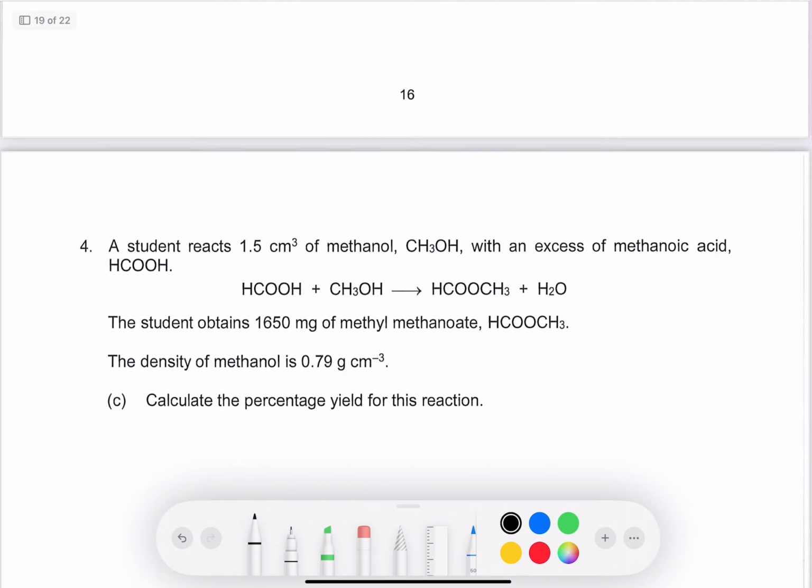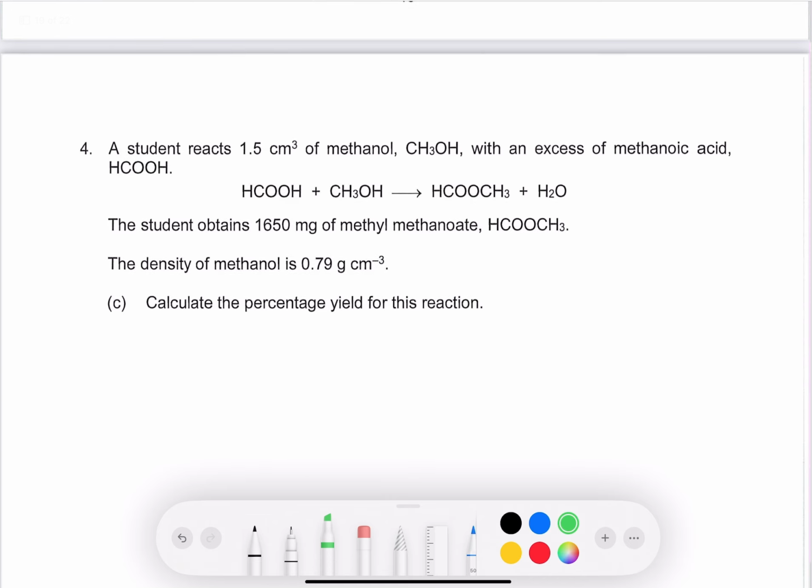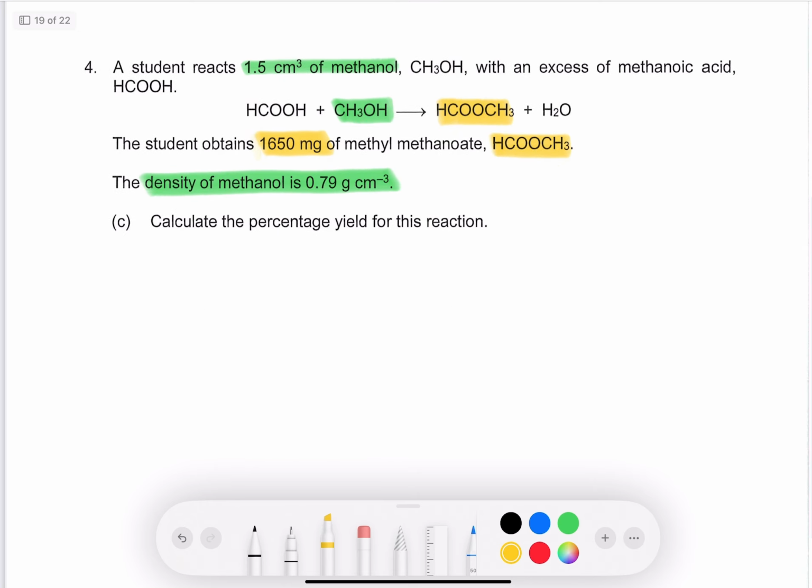And I think our final example of a percentage yield calculation is here, using density this time. 1.5 centimetres cubed of methanol with a density of 0.79 grams per centimetre cubed. So that's here. Reacts with an excess, so that means we're going to use the methanol in our calculation, and we're going to make 1,650 milligrams of methyl methanoate.